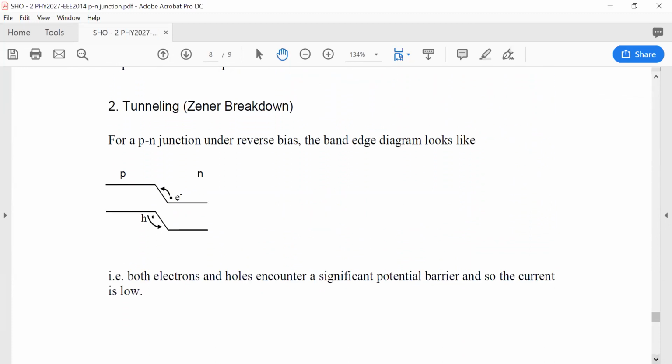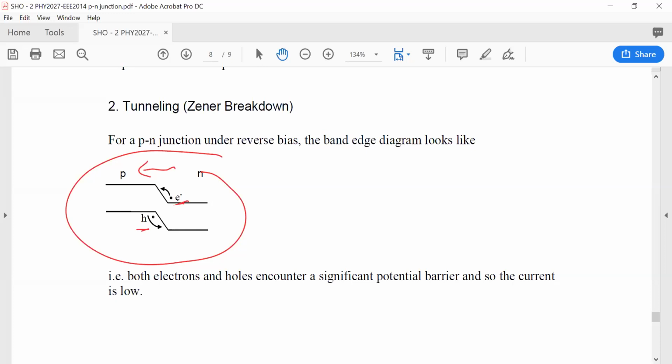The second breakdown mechanism is a tunnelling mechanism known as Zener breakdown. And here, for a PN junction under a reverse bias, the band diagram looks something like this. And you have electrons in the conduction band here and holes in the valence band. And because there's a reverse bias, there's a significant potential barrier, which we've already said is directed from the N region to the P region.